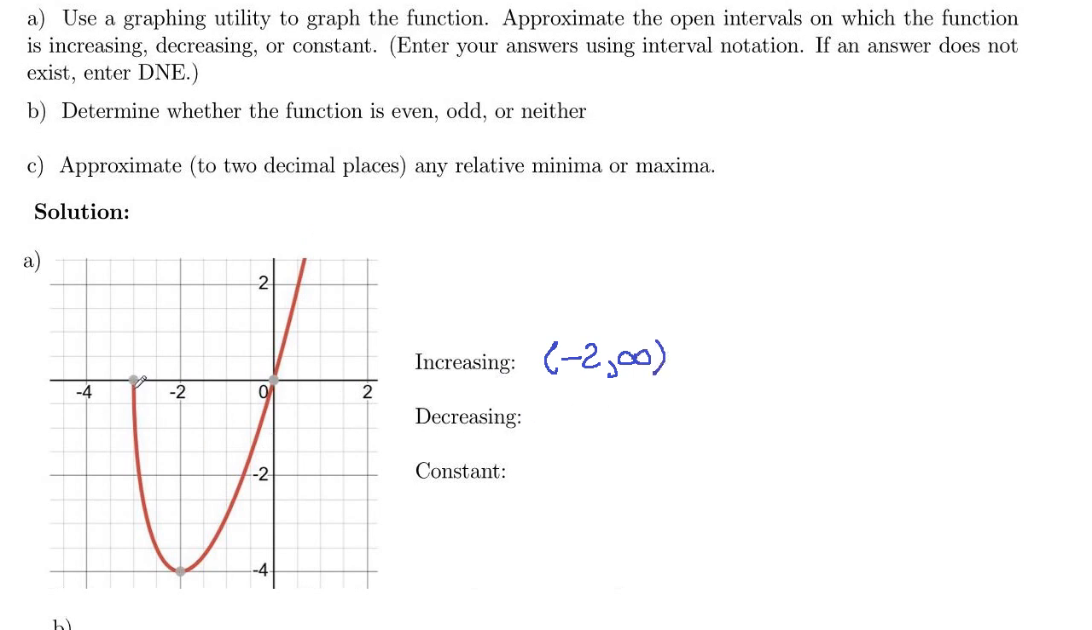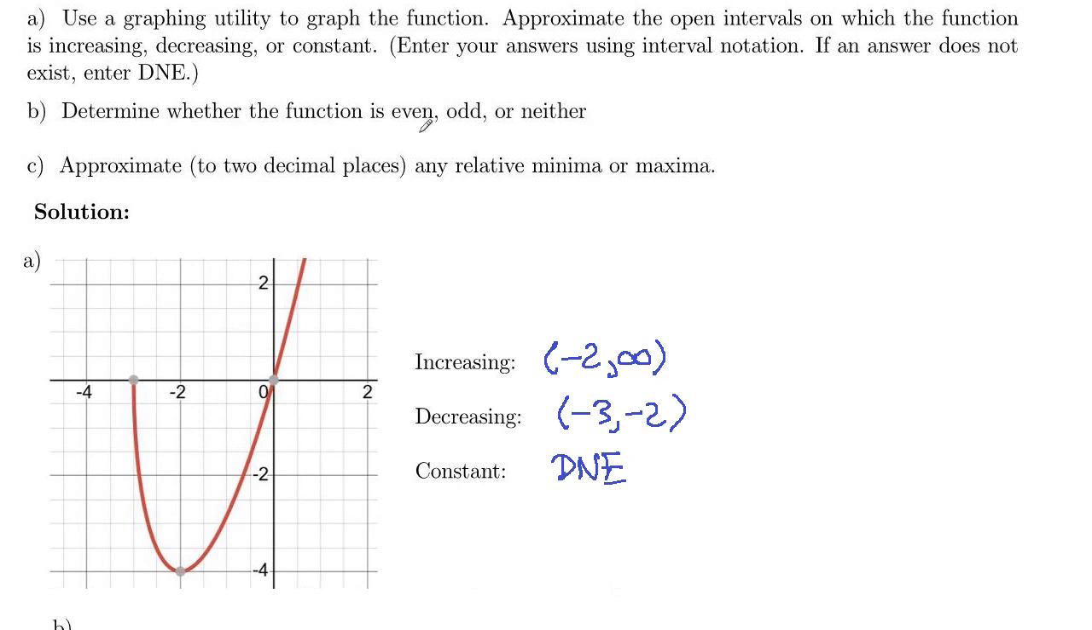Decreasing is down from left to right. So this portion of the graph is decreasing. That's from -3 to -2. And then constant is horizontal left to right, and there are no constant portions here. So that one does not exist.